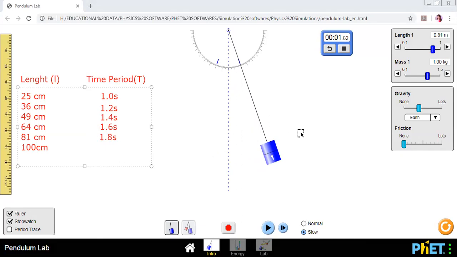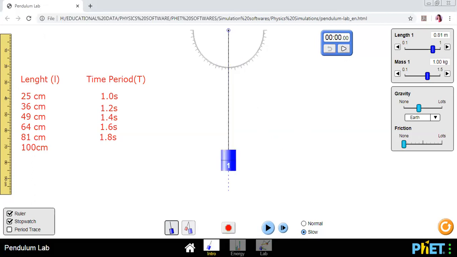Now the last one. We will reset this as well, and let's keep the length of the pendulum as 1 meter. See, 1 meter means 100 centimeters. And I keep the amplitude of the oscillation as usual, 20. And let me start.